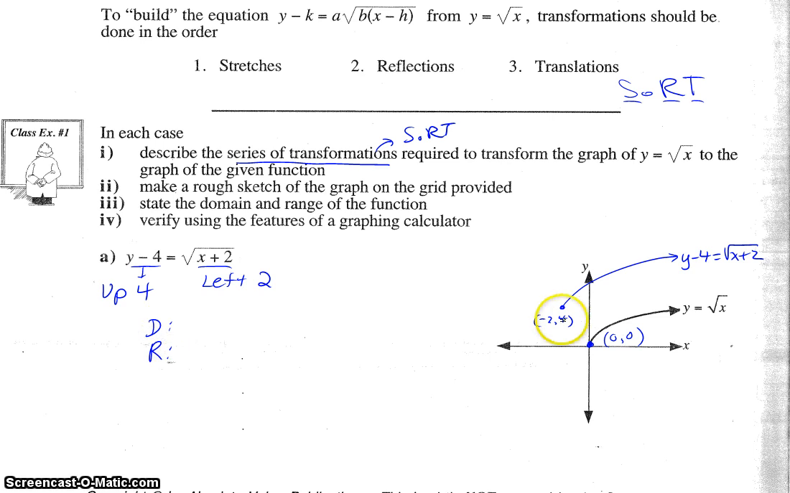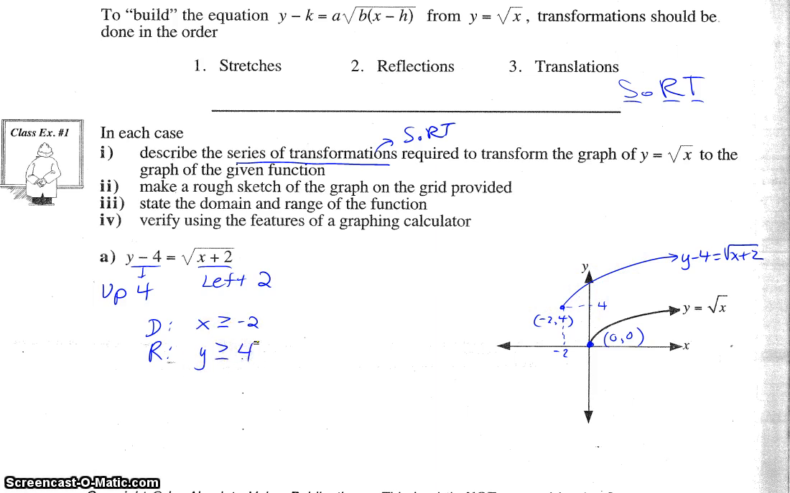Okay, so our domain, if you look, really we have no x values left of negative 2. So really our domain x values start at negative 2 and then continue to the right. How would we write that? X is greater than or equal to negative 2. Whichever form you want to write that in, I'm fine with. Range, we're talking all possible y values, so we look and we have no y values down here, but they start at 4 and continue forever up. So y would have to be greater than or equal to 4.